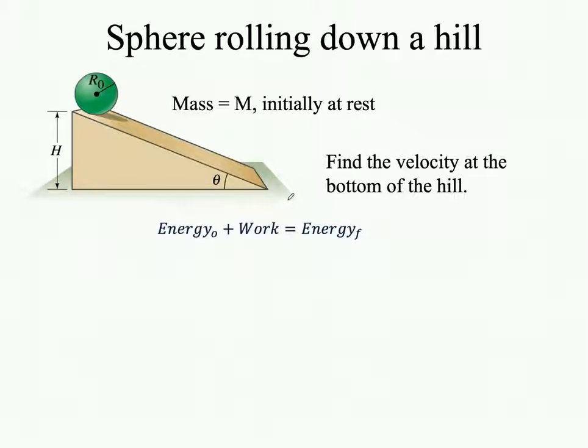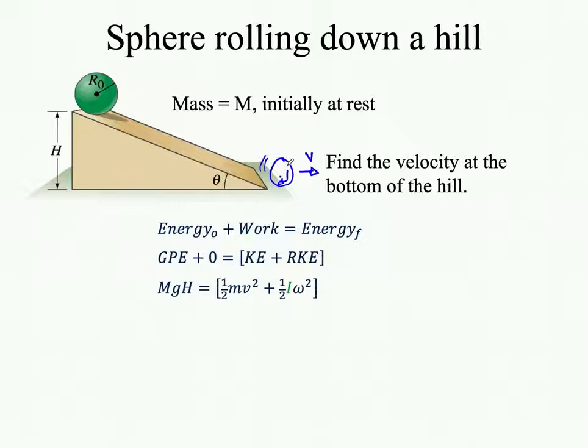Again, we use the work energy theorem. In this case, it starts out with GP. At the bottom of the hill, when it's down here, it's going to be both rolling and also moving translationally. And so it's going to have both kinetic energy and rotational kinetic energy. Plugging in our numbers, mgh equals 1/2 mv squared plus 1/2 I omega squared. Because it's a sphere, I is 2/5 mr squared, if you remember that.